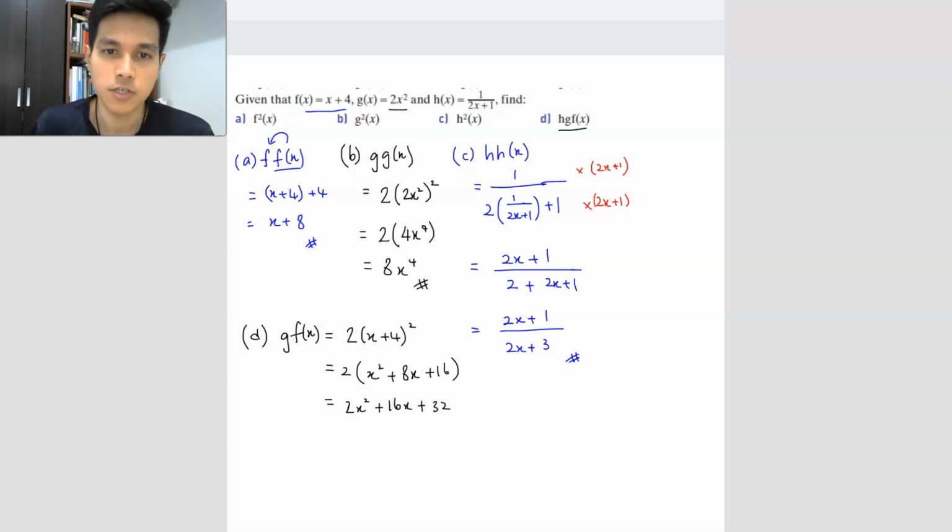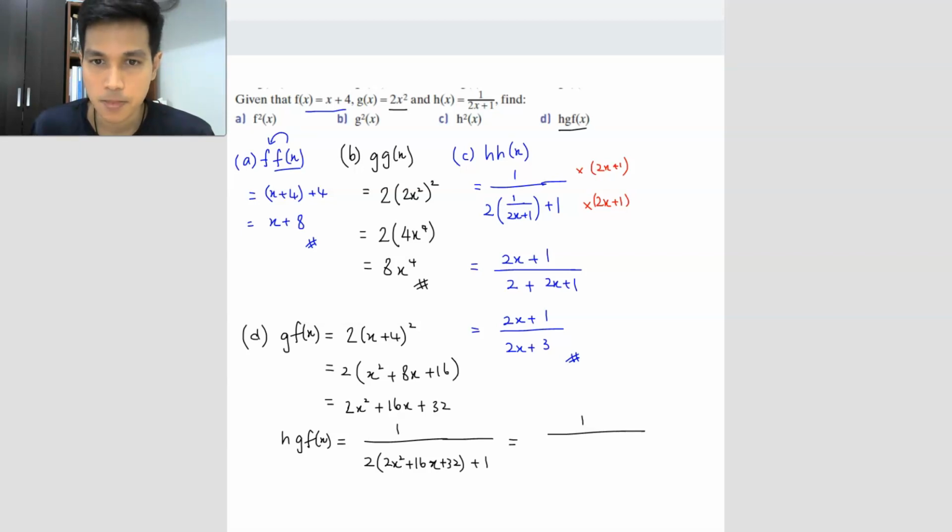Okay, so we have already found gfx. Now we have to substitute into the h. So it becomes hgfx. So what is h again? 1 over 2x, so the x will be the gfx function. And then don't forget to plus 1. Okay, so your final answer is going to be 1 over 4x squared plus 32x plus 64, plus 1 is 65. So this is your answer.